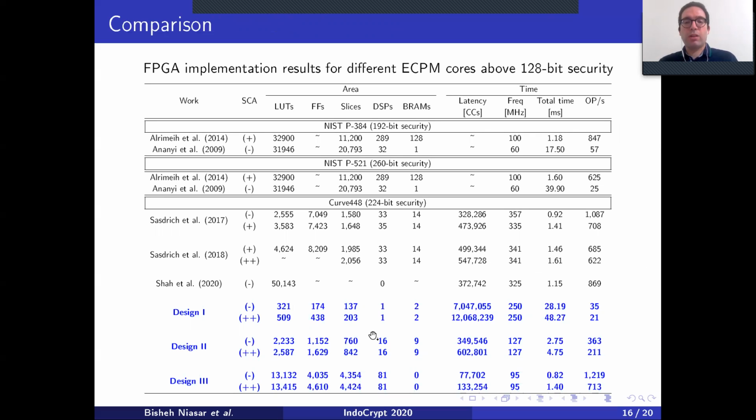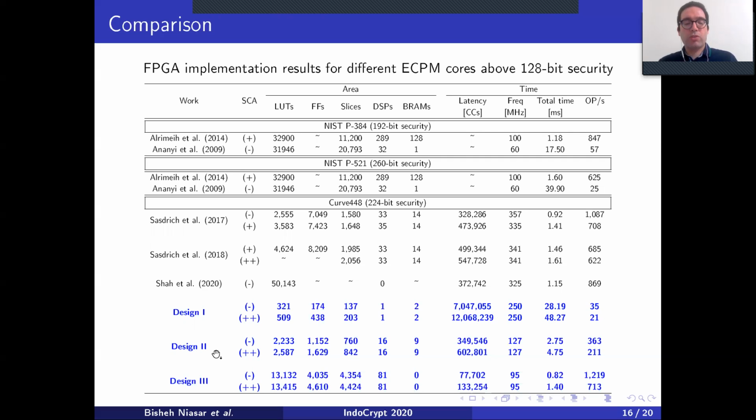Now we compare our results to previous works. As you see, our design one needs very few resources compared to all previous works. We also report some other FPGA implementations for different curves at about 128-bit security. As you see, this curve needs very few resources at the cost of increasing the total latency. However, it can produce 35 operations per second.